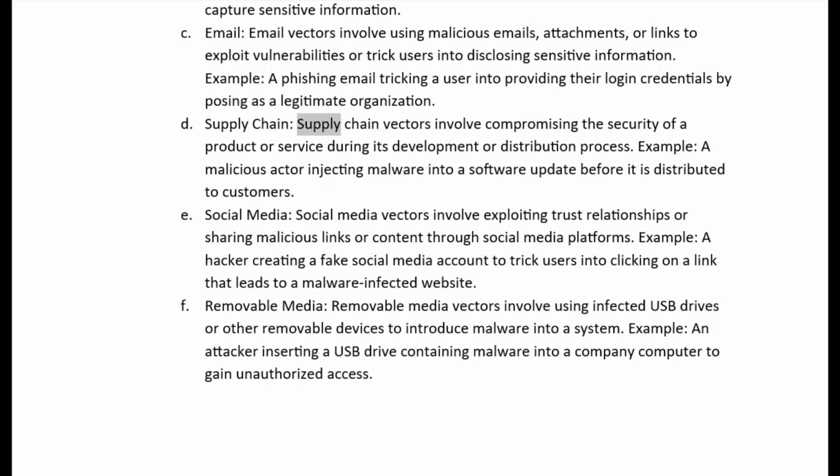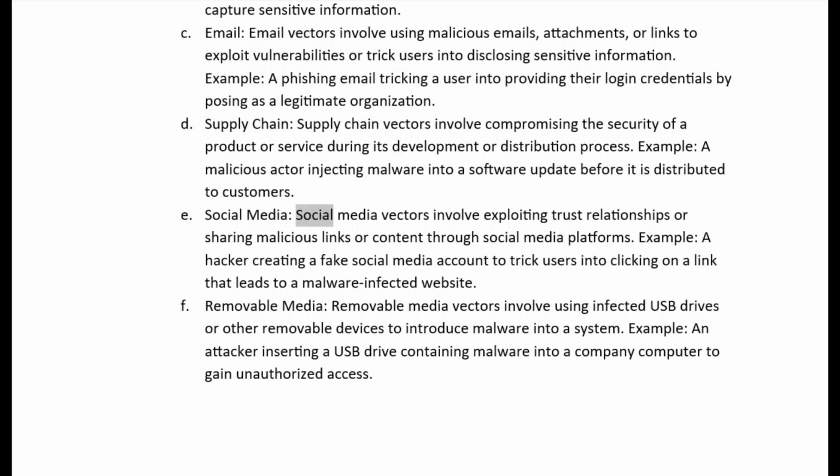Supply chain vectors involve compromising the security of a product or service during its development or distribution process. Example: a malicious actor injecting malware into a software update before it is distributed to customers.